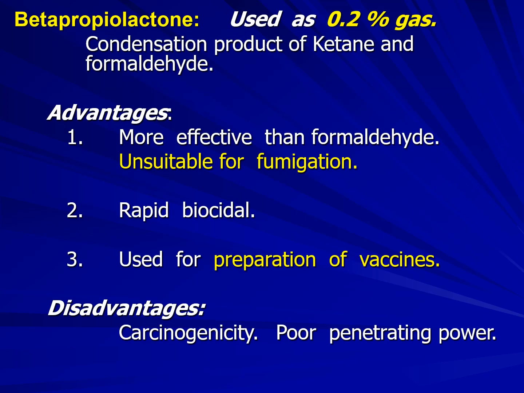So next is beta propiolactone, used as 0.2% gas, a condensation product of ketene and formaldehyde. Advantages are it is more effective than formaldehyde but unsuitable for fumigation procedure. It is rapidly biocidal, used for preparation of vaccines, and disadvantages are carcinogenicity and poor penetrating power.